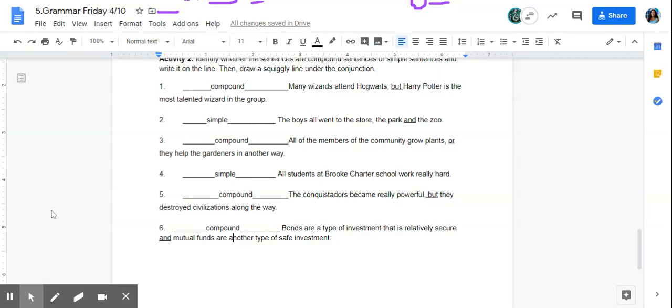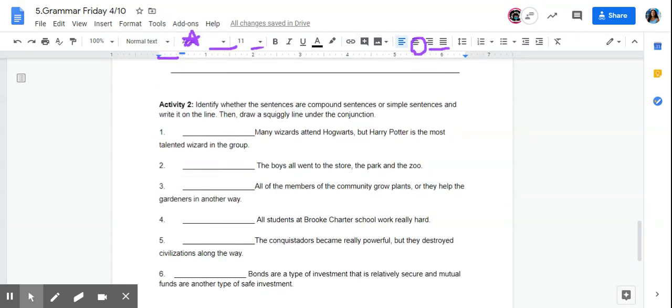Our secret code for grammar today is fortnite. Again, it's fortnite, all lowercase letters as one word. For our last activity, we're going to identify whether the sentences are compound sentences or simple sentences and write it on the line. Then draw a squiggly line under the conjunction.